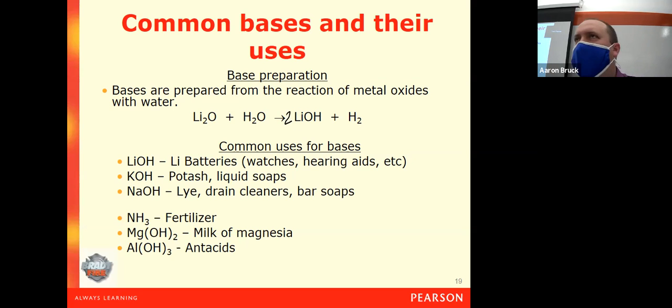Your more conventional antacids don't actually use hydroxides at all. Most of those use things like carbonates instead. If you think about Tums, probably the most common antacid on the market, and you look at the ingredients, it's not calcium hydroxide that you're ingesting, it's calcium carbonate. The calcium carbonate works on the same principle because carbonates react with acids and would neutralize the acids.